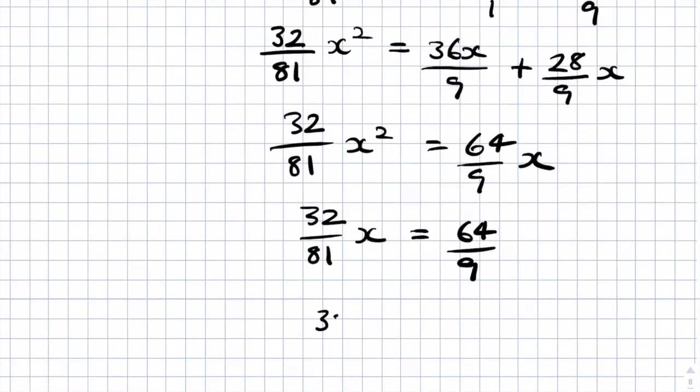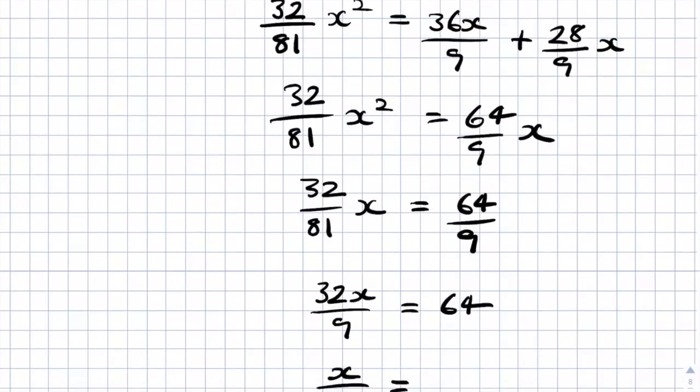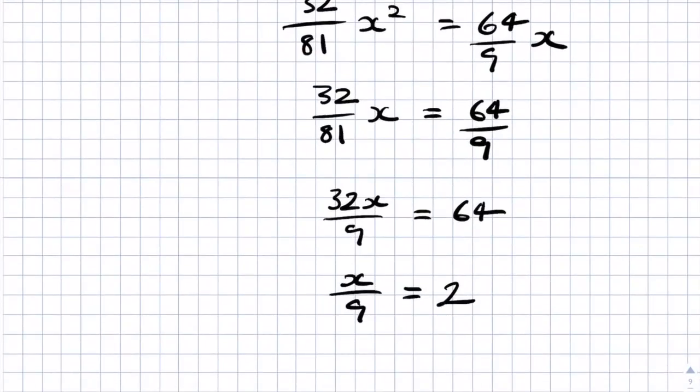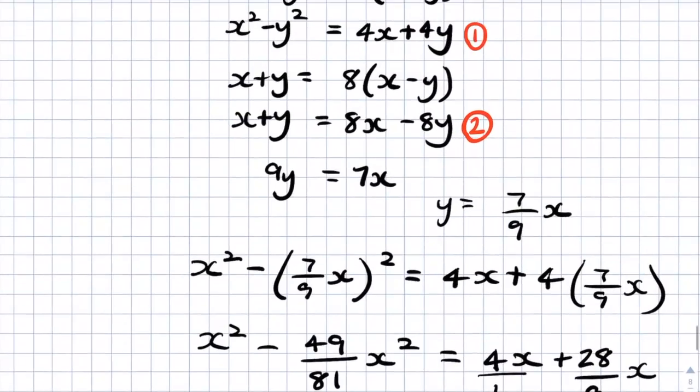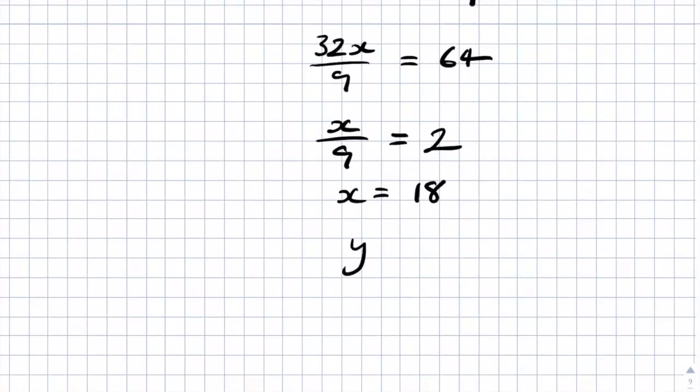So you're going to get 32x over 9 equals 64. And then you could divide both sides by 32 and get x over 9 equals 2. And now you just need to multiply both sides by 9. So you get x equals 18. So we've got a value for x, and now we need to find a value for y. Well, that's easy because we made the equation up here that y equals 7/9 of x. We put y equals 7/9 of 18. Well, 18 divided by 9 is 2. 7 times 2 is 14.